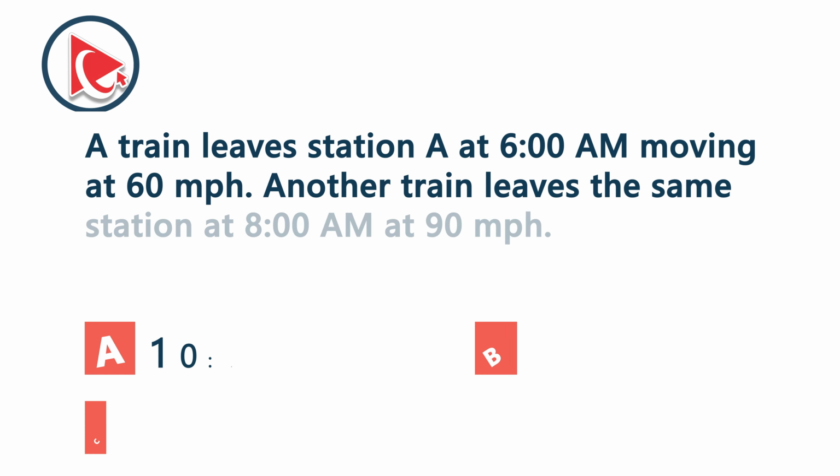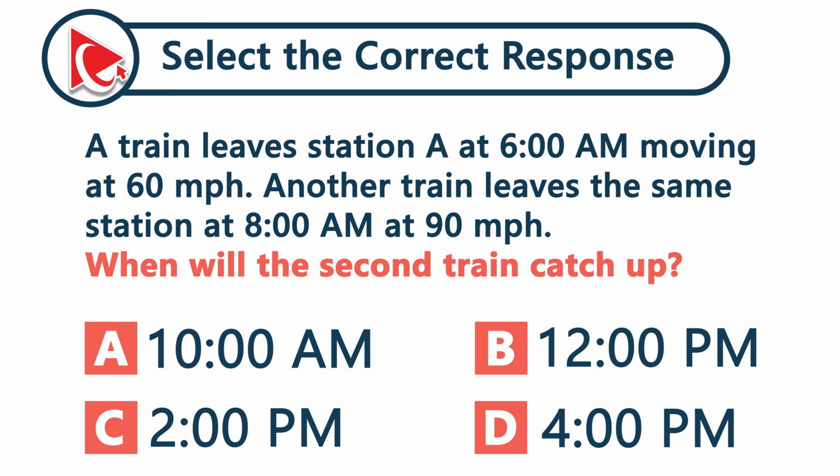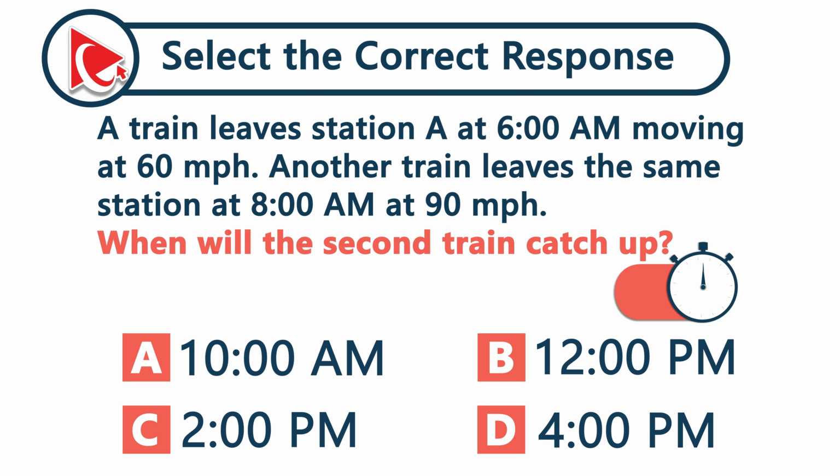A train leaves station A at 6 a.m., moving at 60 miles per hour. Another train leaves the same station at 8 a.m. at 90 miles per hour. When will the second train catch up?